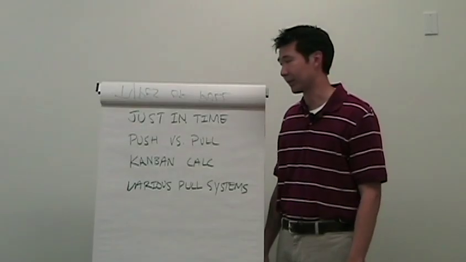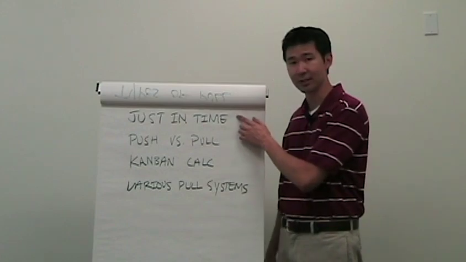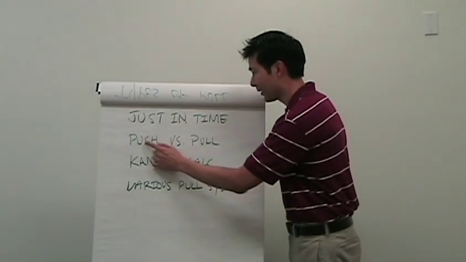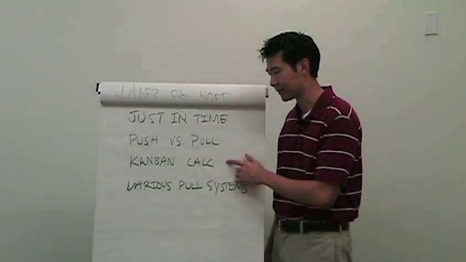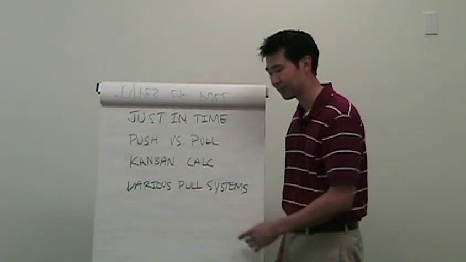So here's a quick summary of what we learned. We went through the definition of just-in-time. We compared push versus pull. I took you through a simple Kanban calculation, and then we explored the various types of pull systems.